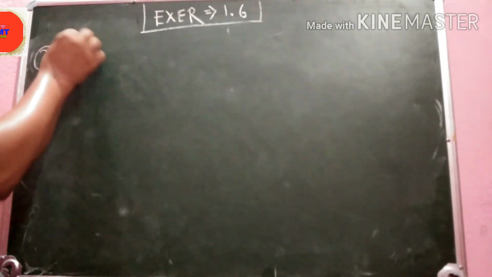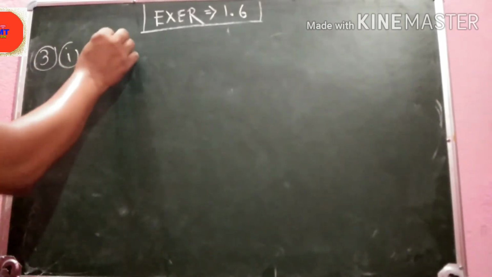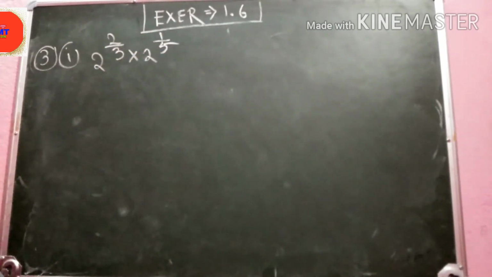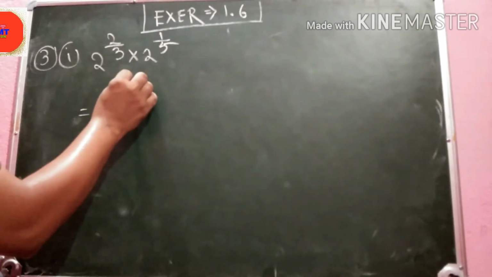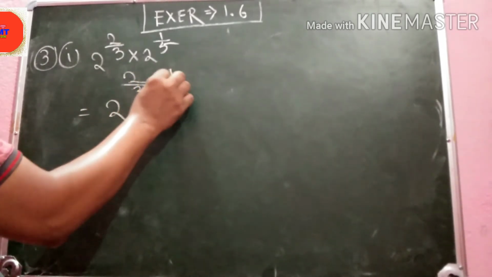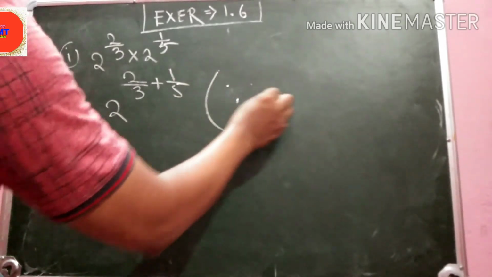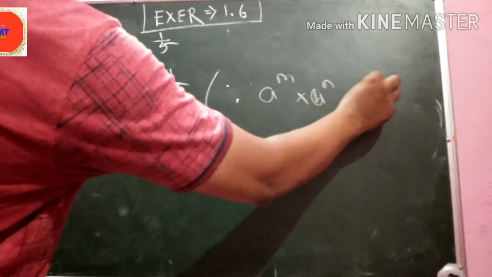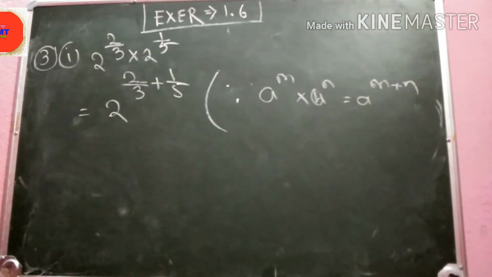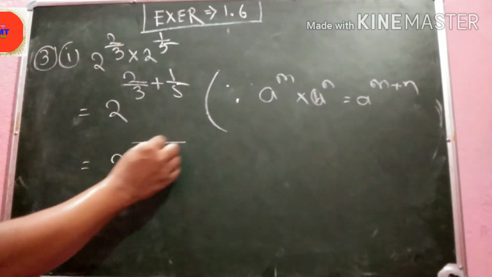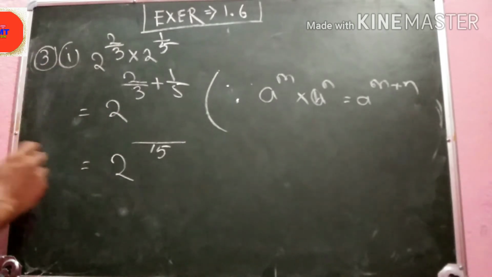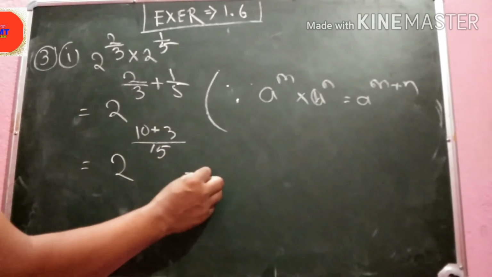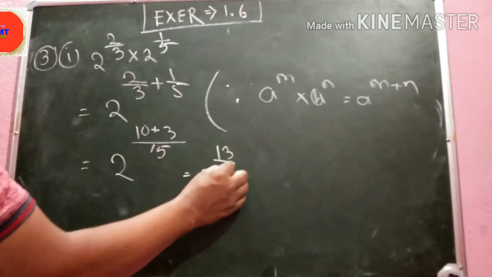Number 3, part (i). 2 to the power 2 by 3 into 2 to the power 1 by 5. This is equal to 2 to the power 2 by 3 plus 1 by 5. Now take the LCM. This is 15. Divide 15 by 3: 5 2s are 10, plus 3 1s is 3. So this becomes 2 to the power 13 by 15.